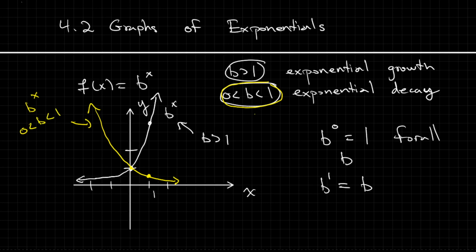Of course, there are similarities and differences between these two graphs. Let's go through some of them. Some of these will be review from previous material. So both are 1 to 1. So b to the x is 1 to 1. It passes the horizontal line test. So that's how we know it's 1 to 1.